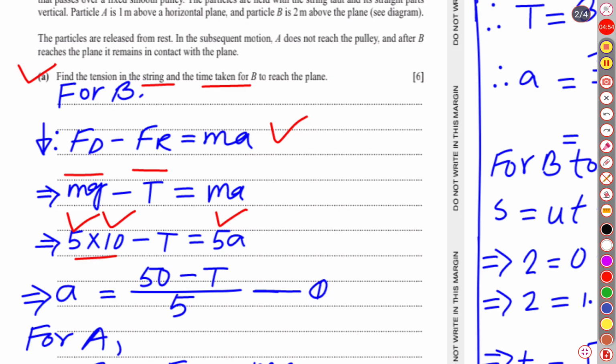We can leave this as equation 1, because I have already told you that as there are two missing values, we will have to form two equations and solve them simultaneously. So for B, we got a = (50 - T)/5 as the equation.